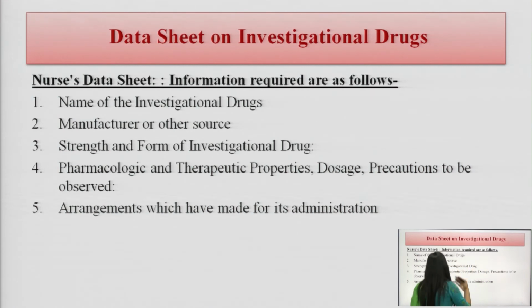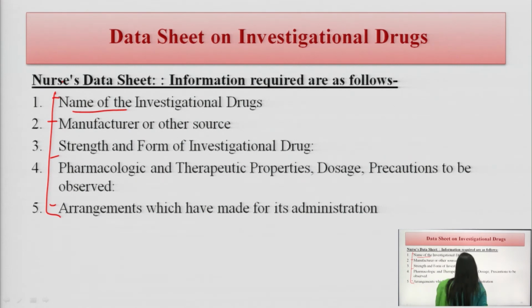The information which is provided by the nurse includes all these. Of course, this point should be covered: the name of the investigational drug, what are the manufacturers, who is supplying the drug, what strength is used, the concentration of the product, and in which form a particular product is given to the patient.